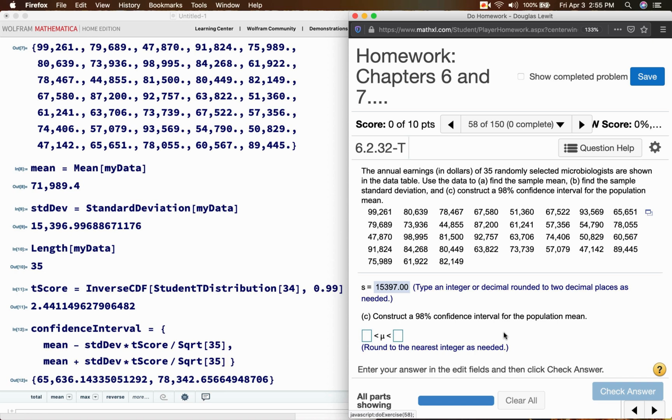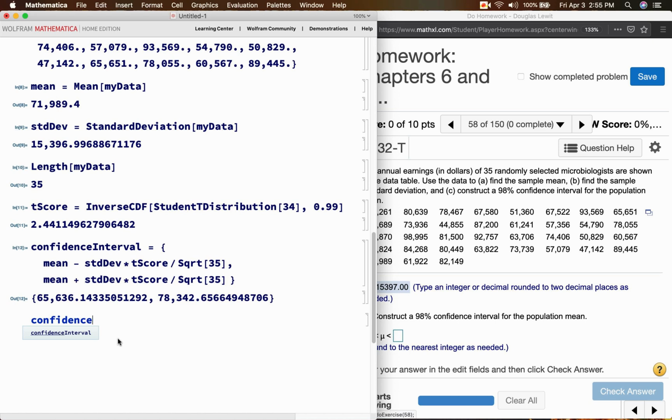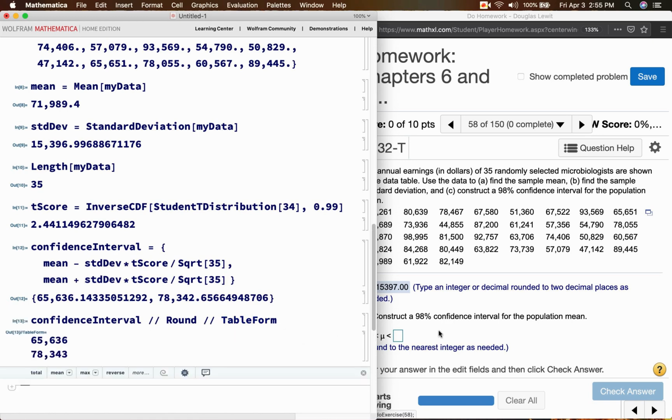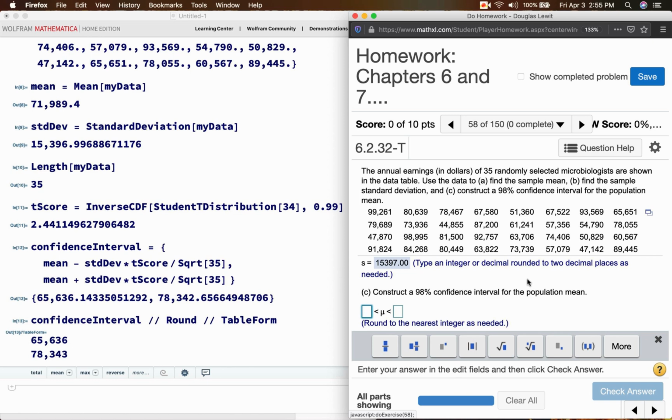And according to Pearson's instructions, I'm supposed to round to the nearest integer as needed. So let's see, confidence interval, round, table form. Okay, so I am 98% confident that the true population mean for the annual earnings of all microbiologists is somewhere between $65,636 a year and $78,343 a year. Let's see if that's correct. 65,636, 78,343. That should be correct. Let's see what Pearson says.